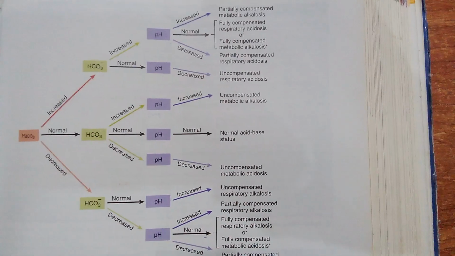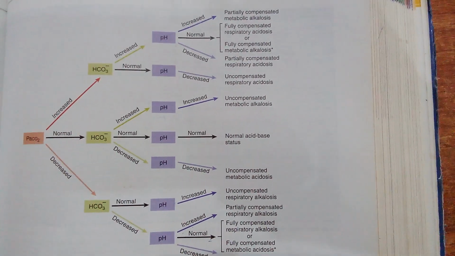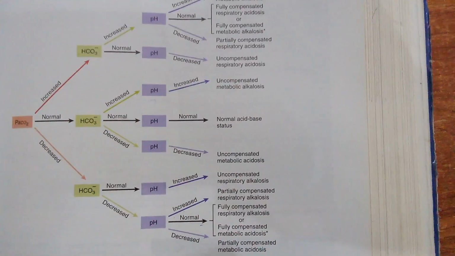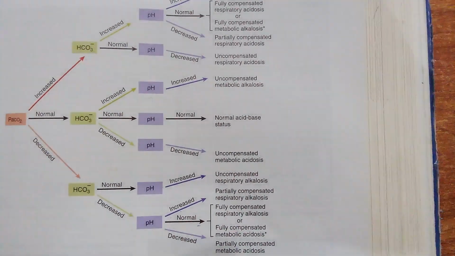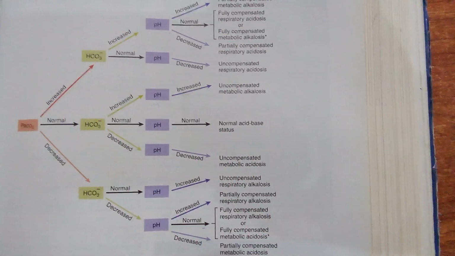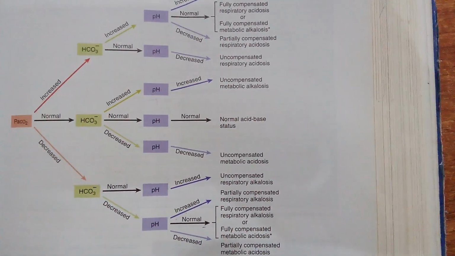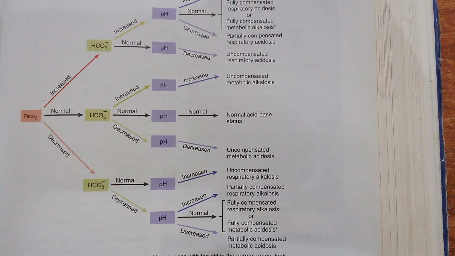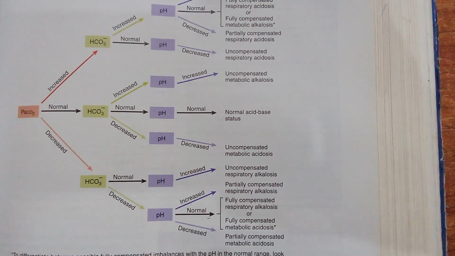Similarly, if bicarbonate ions are normal, then again look at the pH. If pH is decreased, it is uncompensated respiratory acidosis. Now we come back towards partial pressure of carbon dioxide.